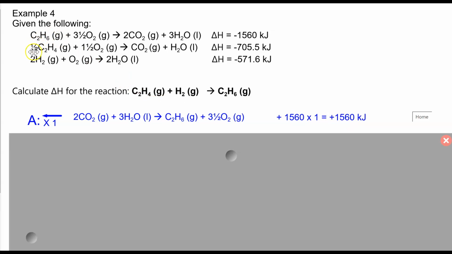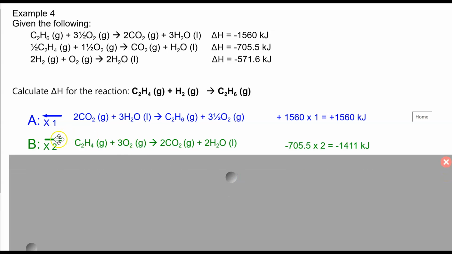Now, let's look at B. What do we see in B that we also see in our unknown? In B, I see C2H4 gas. I have it in both my unknown and my known for B, so that's my focus point. What do I need to do to get it in the proper position? I need to keep it forward, and I need to get from a half to 1.